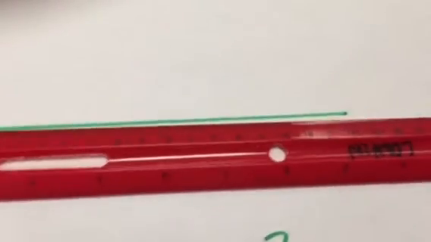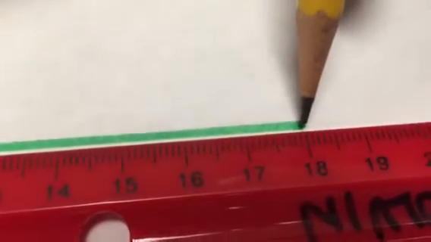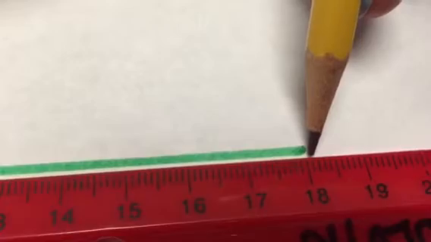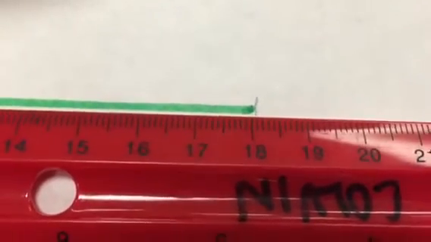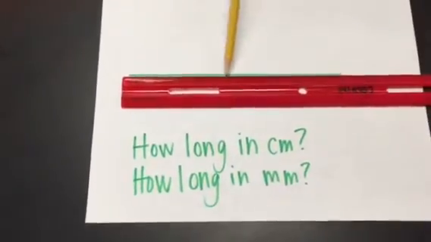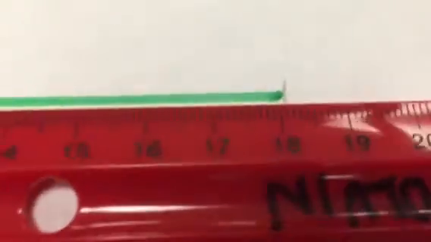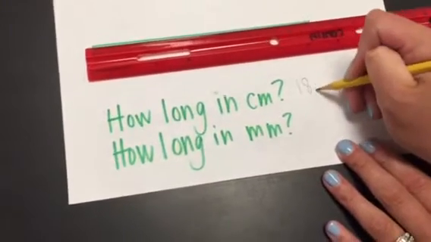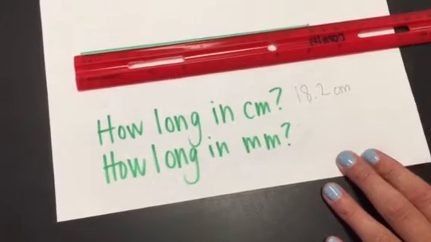And then we're going to measure all the way until we get to this point. So we have 18, and then we have 1, 2 little tick marks. So how would I write that is the question. Well, how long is it in centimeters? So if I look at it, it's 18 centimeters and 2 millimeters. Well, how would I write that? It would be 18.2 centimeters. So this would be in centimeters.